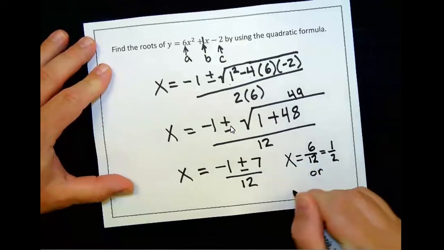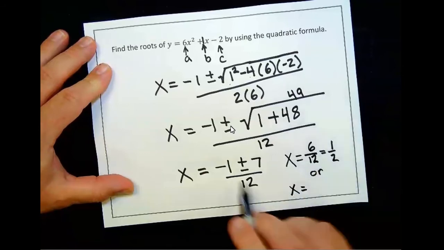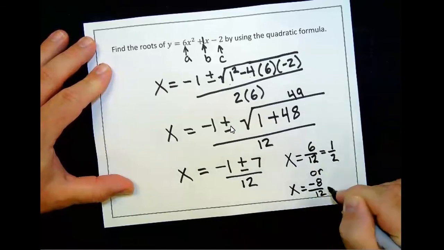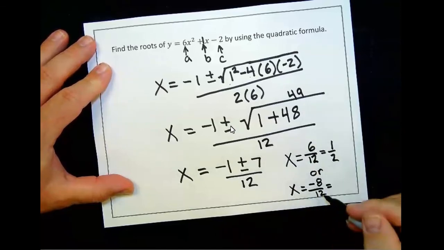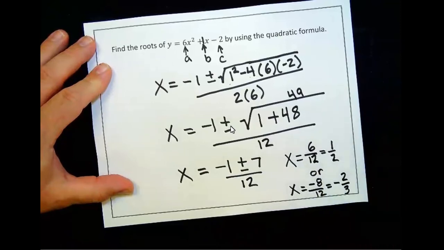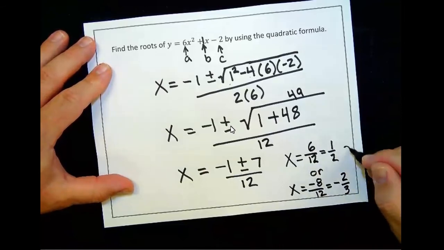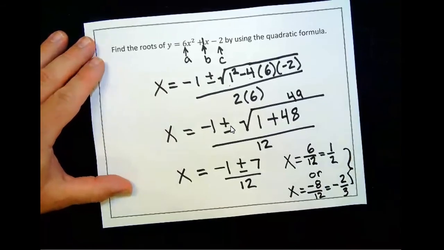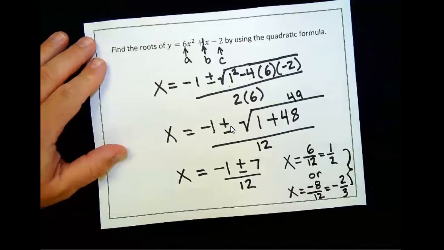Or negative 1 minus 7 is negative 8. You can simplify that because they're both divisible by 4, and you get negative 2/3. And these are my roots. These are my zeros. Let's do one more example.